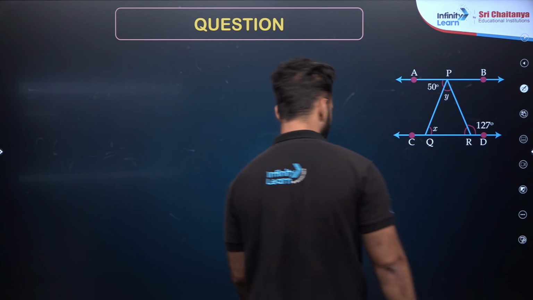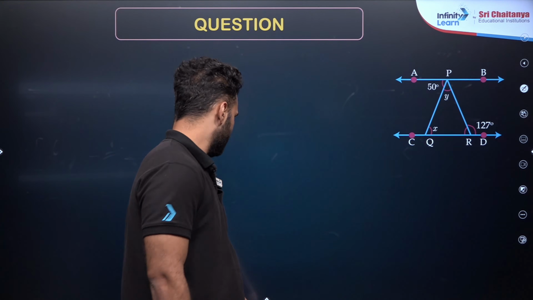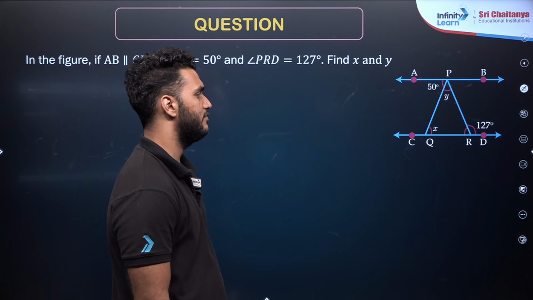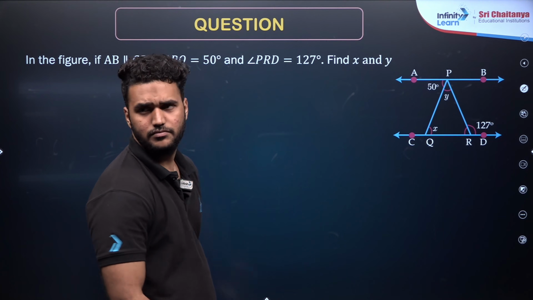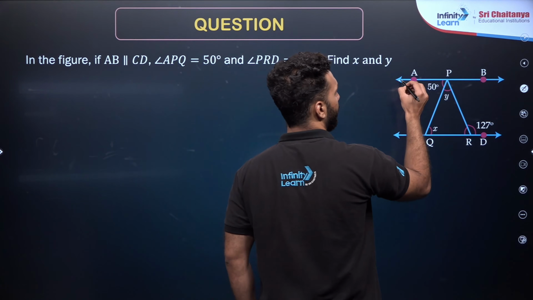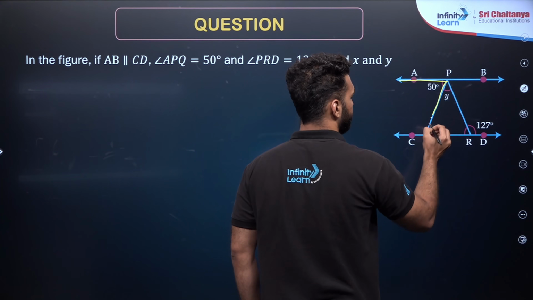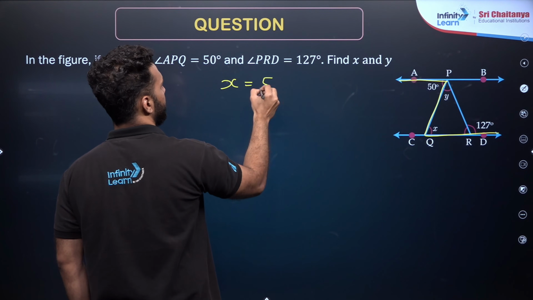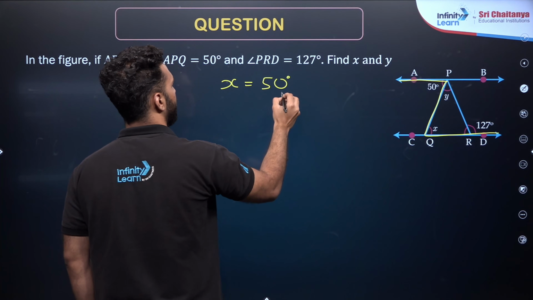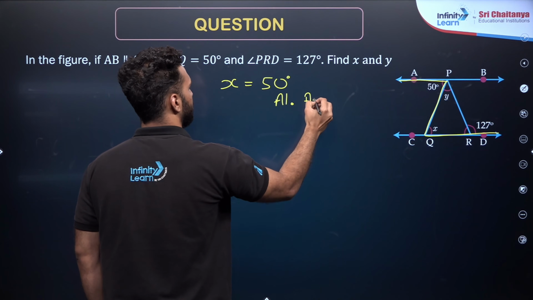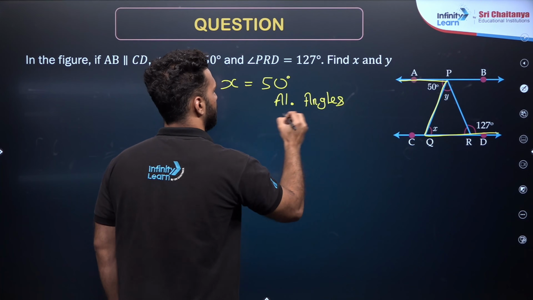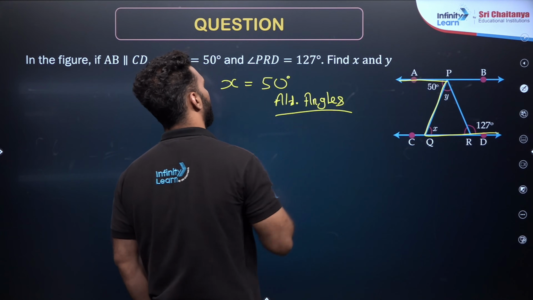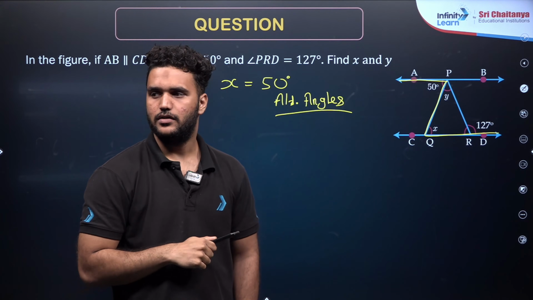Now this question. The question says that AB and CD are parallel lines, then find the value of X and Y. Can you see this Z? Then I can say X is equal to 50 degrees. Y? Alternate angles. Alternate interior angle.